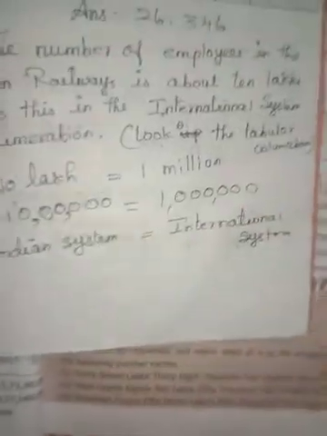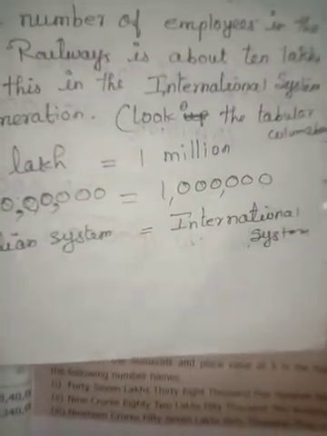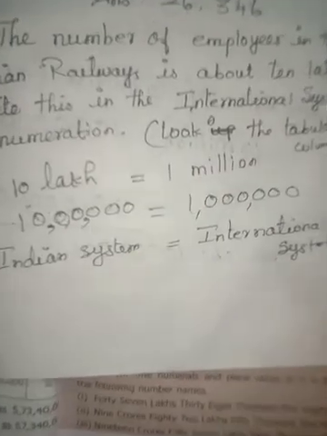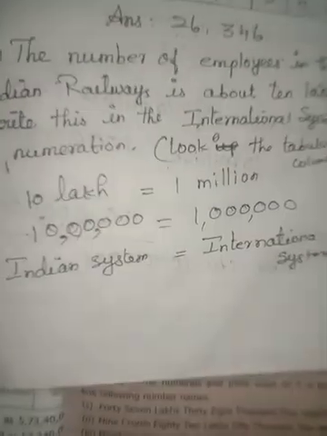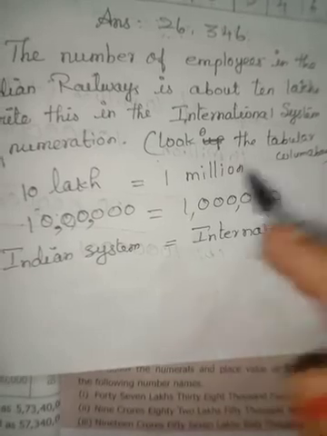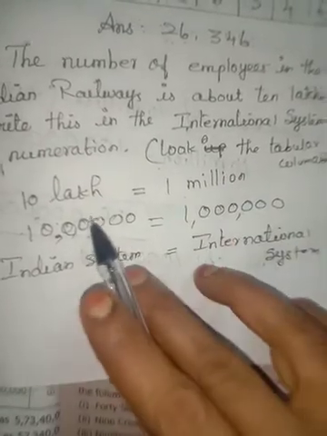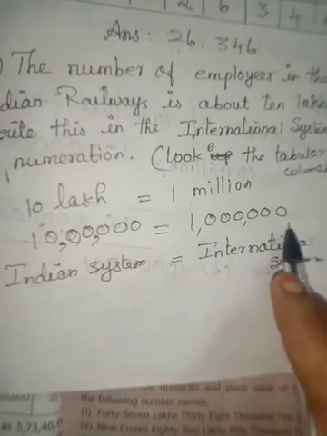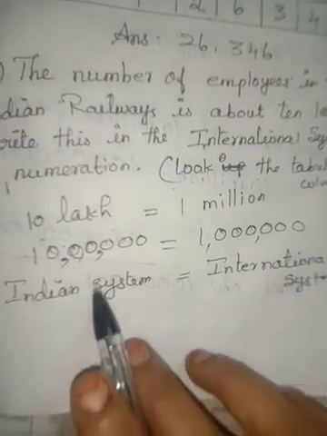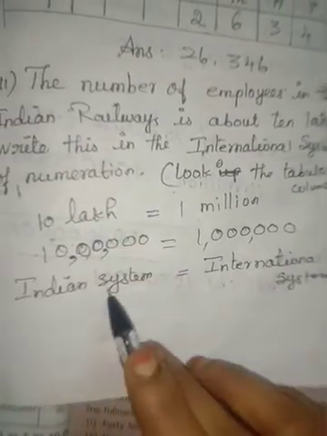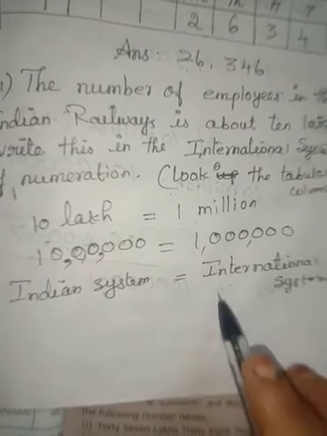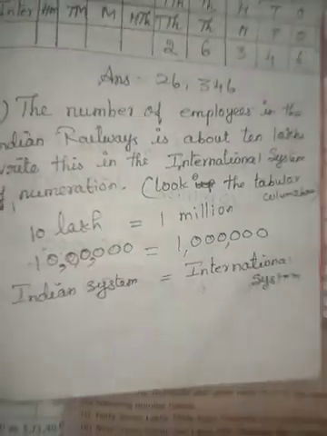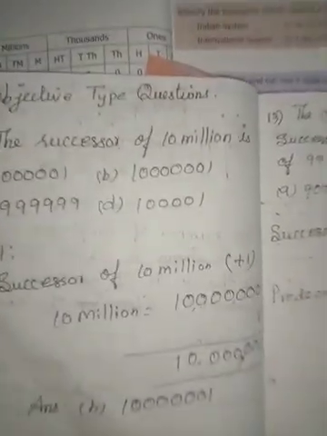They are asking how you can write 10 lakhs in the international system. 10 lakhs can be written in the international system as 1 million. 10 lakhs has 6 zeros, and 1 million has 6 zeros. We say 10 lakhs in the Indian system, and 1 million in the international system. Do you understand? Then going to the objective type questions.